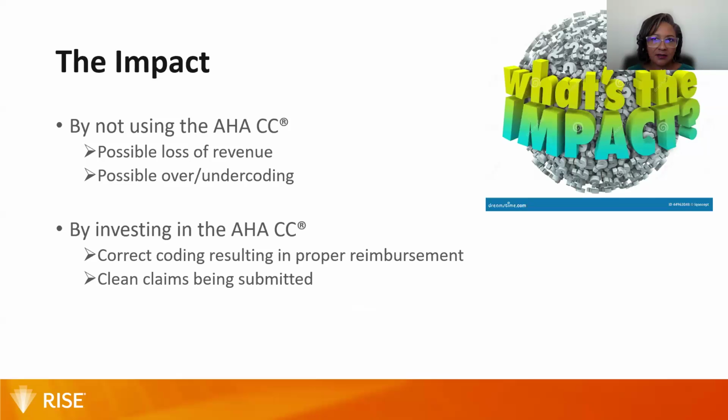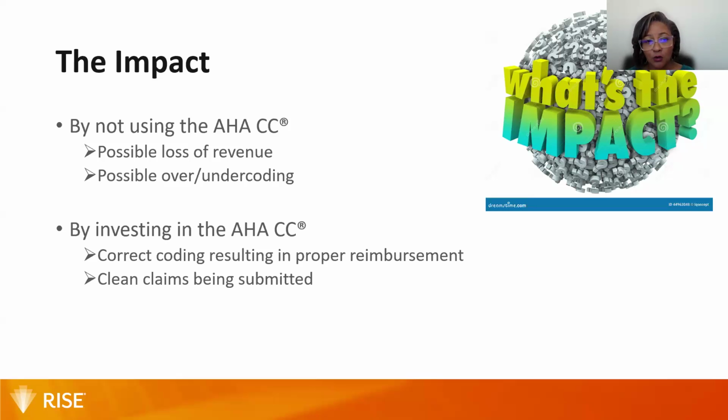So let's talk about the impact. What is the impact of not using the Coding Clinic? There's the possible loss of revenue. Thinking back to that pseudogout, remember there was no way to index it. It's a mapping condition. You may have missed that code. You also have the possible over or under coding. Let's think about the scenario we had with the dementia and the epilepsy that we talked about. Let's think about the fecal impaction and constipation we talked about earlier. That could result in possible either over or under coding.